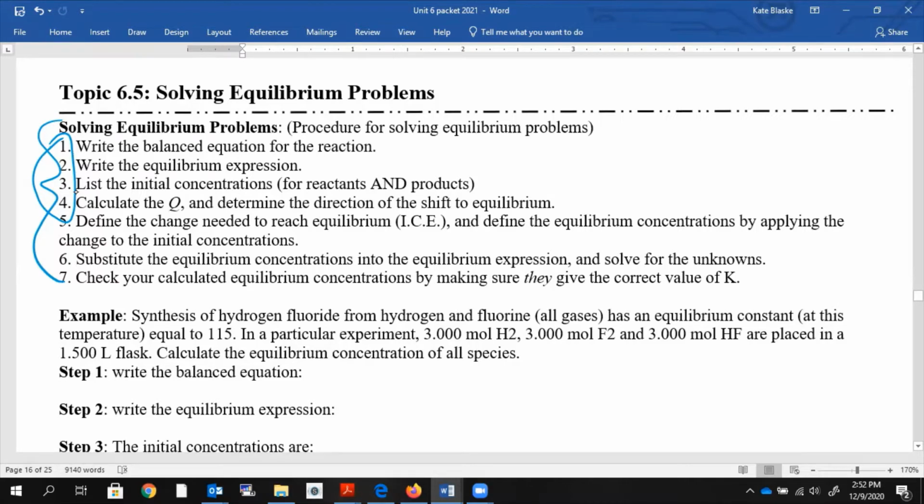So ICE stands for initial, change, and equilibrium. We'll be able to identify how much that concentration is going to change in order to come to equilibrium. And then we can plug those values back into the equilibrium expression, either to solve for the concentrations or to solve for the equilibrium constant. So there's 2 examples sort of step-by-step written out in your packet as notes. So we're going to go over these 2 examples.